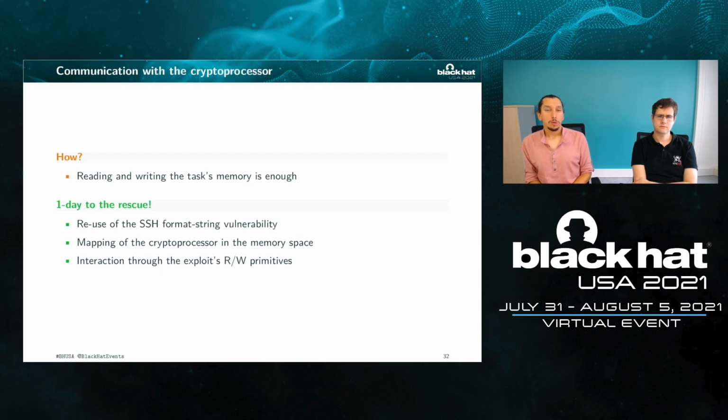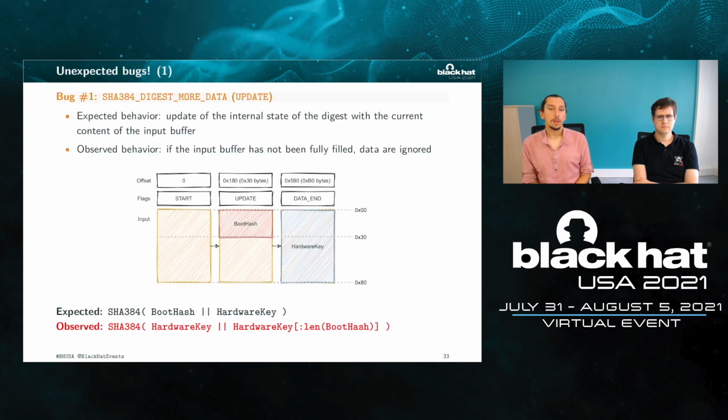So, to interface with the cryptoprocessor, we only need to read and write to the task virtual memory. We can do that with the one-day format string vulnerability, and we will use this primitive to interface with the cryptoprocessor. We started doing so, and quite quickly we discovered some unexpected bugs in the use of the interface by the key manager. The first one of these bugs is related to the flag that we have named SHA-384 digest more data. Its semantics is quite close to an update flag.